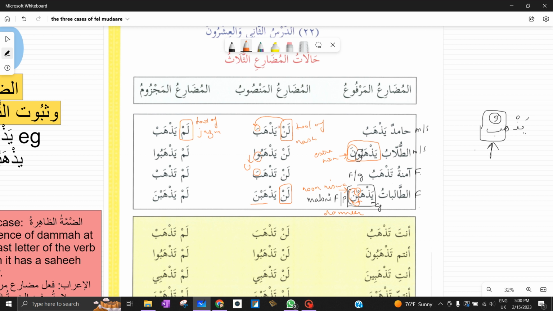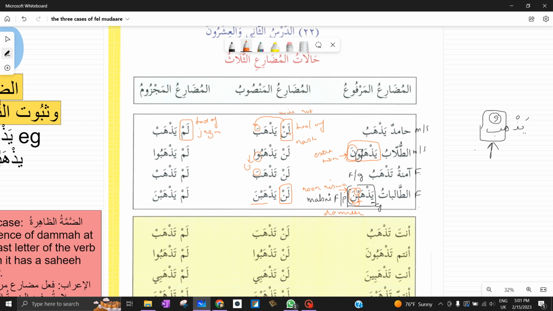Now, there are different tools. We will speak about it later. In nasb, it is lan, and in majzoom, it is lam. And lan, I forgot to mention a small detail about lan. Lan means will not. It is a negative particle, and when do you use it? When you want to negate something in future.